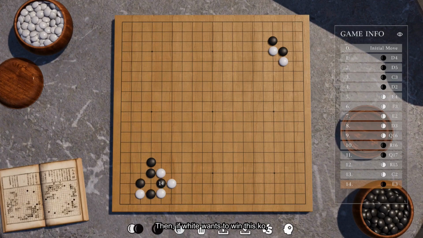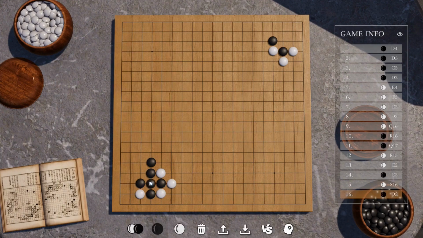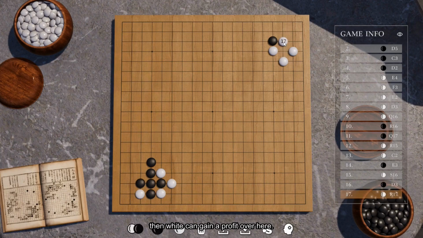Then, if white wants to win this KO, white needs to play a move that has a relatively large value. We usually call this move looking for a KO threat. For example, white plays Atari here now. If black now chooses to resolve the KO here, then white can gain a profit over here.